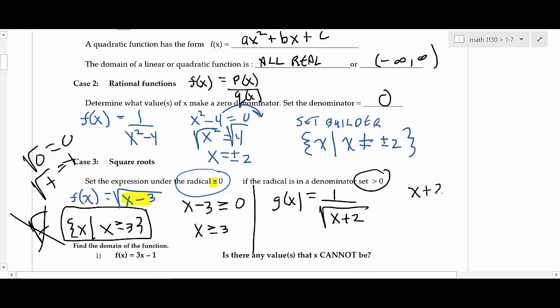You say x plus 2 is greater than 0, subtract 2 from both sides, you would have x greater than negative 2. If you don't understand this, just do this real quick. What would happen if you plugged negative 2 in? You'd get the square root of 0, but that 0 would be a 0 denominator, so you can't use it. That's why you used greater than and not greater than or equal to. Is that clear? Okay. So you would write the domain like this. You would say set of x such that x is greater than negative 2, like that.